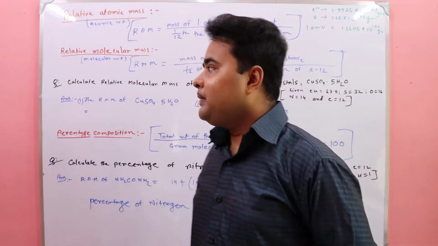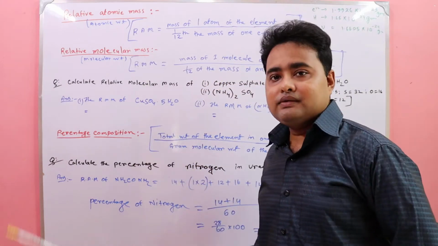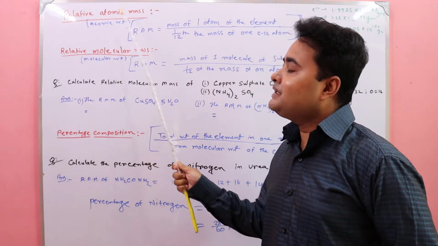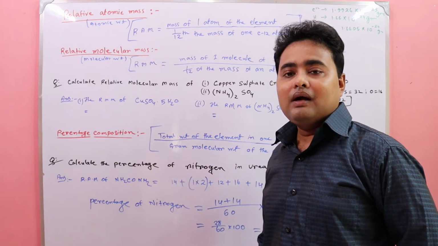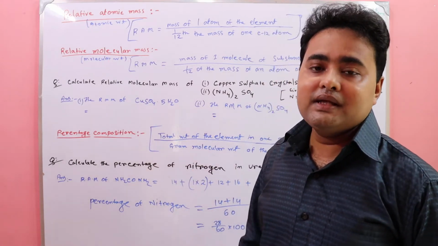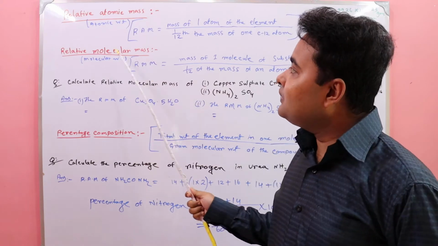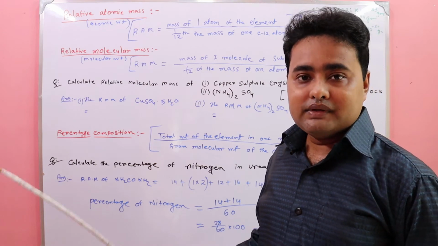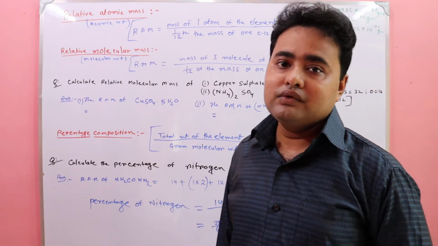So relative atomic mass or atomic weight is a relative term. That's why it is relative atomic mass. It means how much heavier an atom is. This is the ratio, how much heavier than the standard atom like hydrogen or carbon.